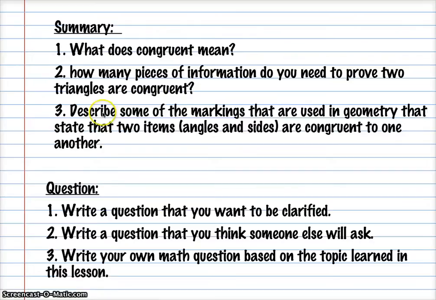Number 3, describe some of the markings that are used in geometry that state that two items, angles and sides, are congruent to one another. So talk about the markings. What markings did you learn about? Now, if there's something else that you want to summarize in here that you found a little more interesting, a little more pressing to remember, then go ahead and write it down. You don't have to answer these questions. You can find something more valuable to you in your summary.